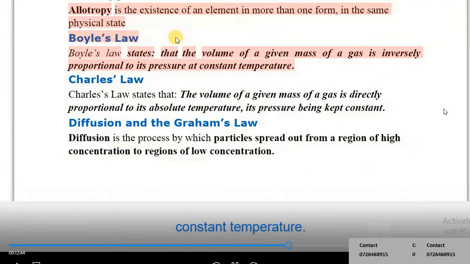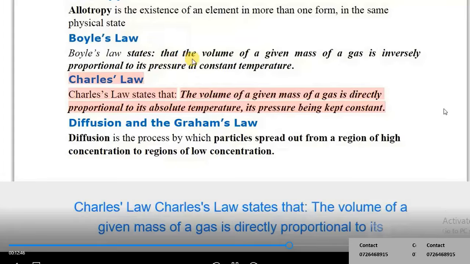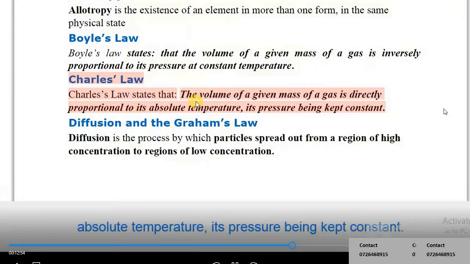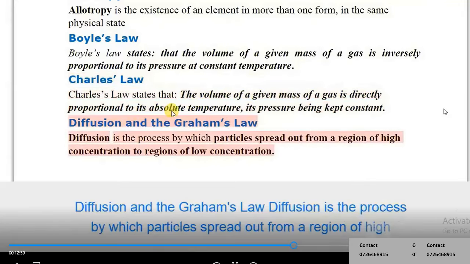State Boyle's law. Boyle's law states that the volume of a given mass of a gas is directly proportional to its pressure at constant temperature. Charles' law states that the volume of a given mass of a gas is directly proportional to its absolute temperature, its pressure kept constant. Diffusion gas laws.